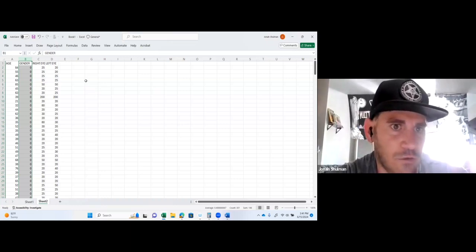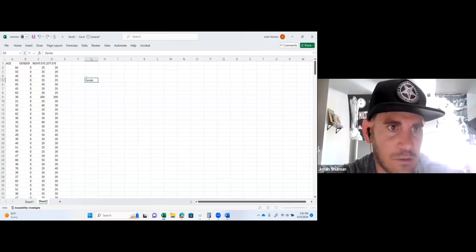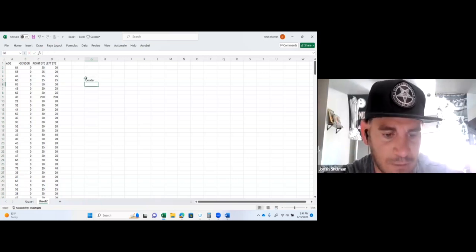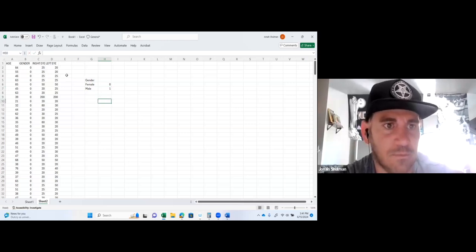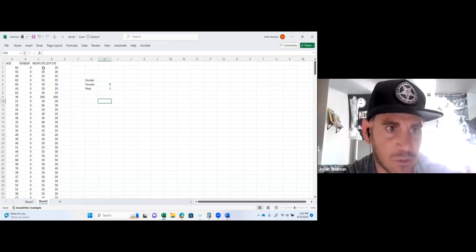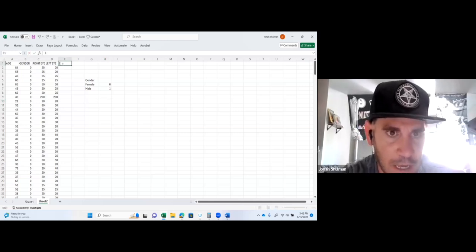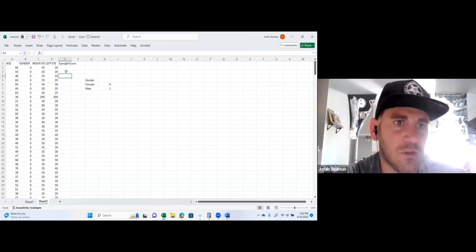So right away, gender, I think female was 0 and male was 1. Now I'm going to give every person a score. How am I going to give every person a score? I'm just going to put eyesight score. Obviously, the lower is the better.